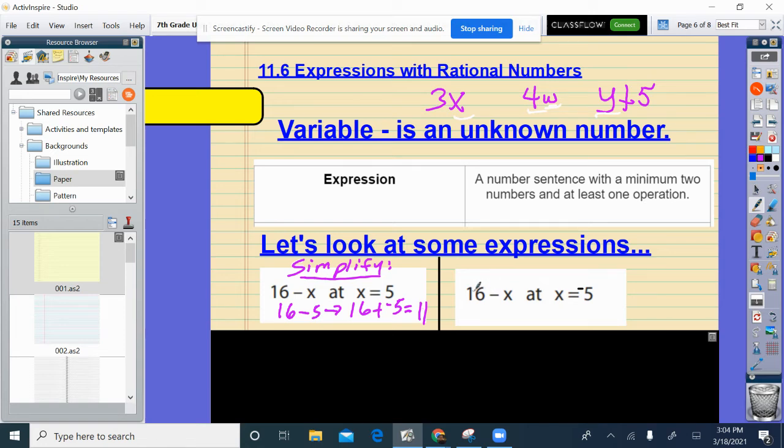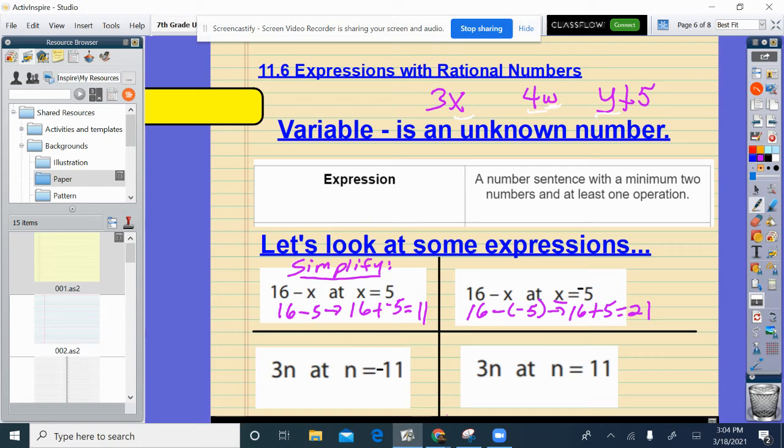How about this one here? Now let's take it and use it. And notice that the variable can be a positive or a negative number. So we have 16 minus a negative 5, which we know if we subtract a negative, it's like adding a positive. That's right. 16 plus 5 equals 21. So when we're dealing with expressions and they give us the number and tell us what it is, then we can substitute that value in for that variable.